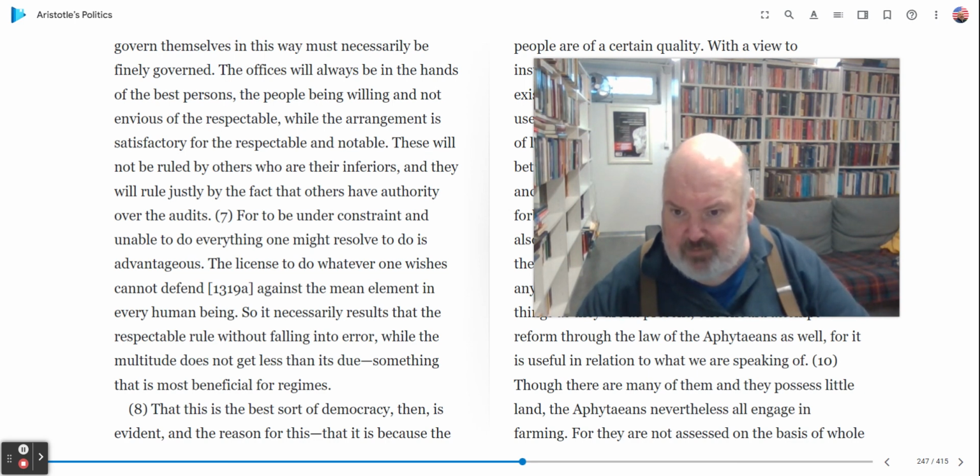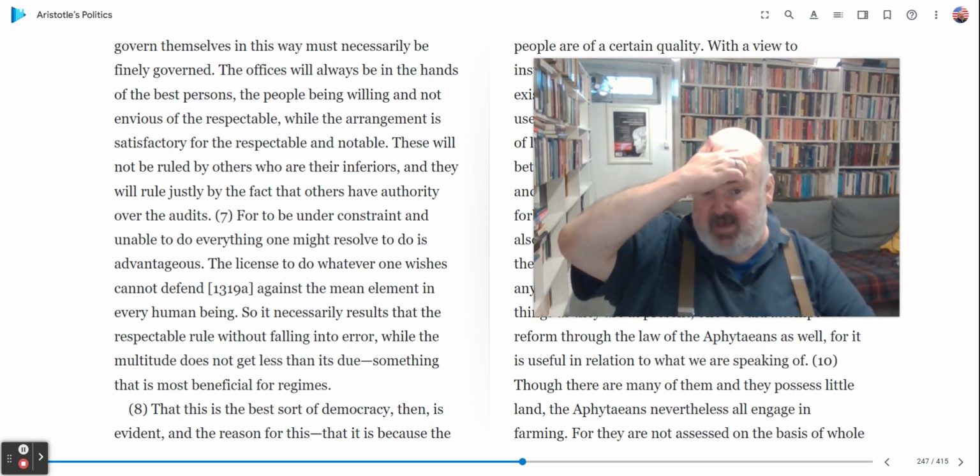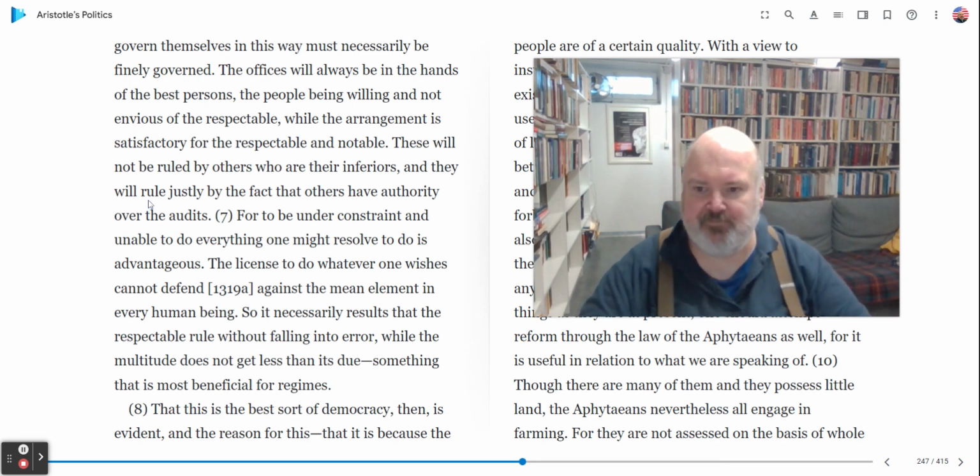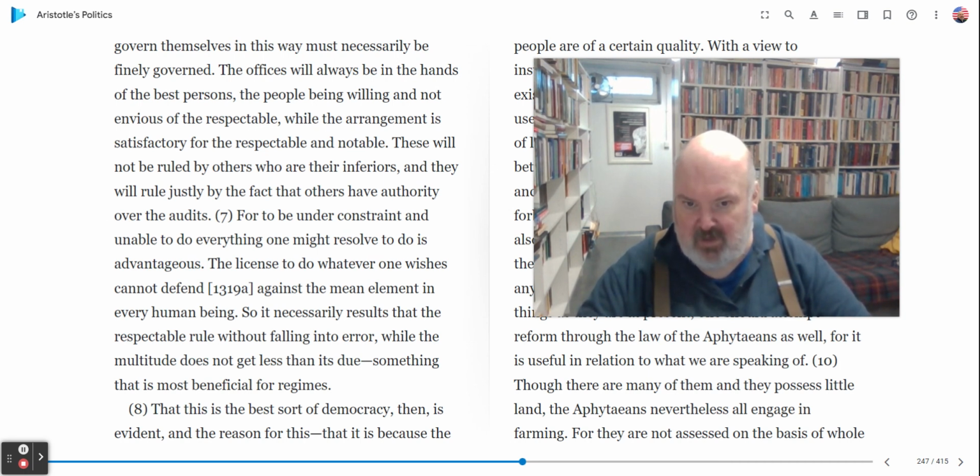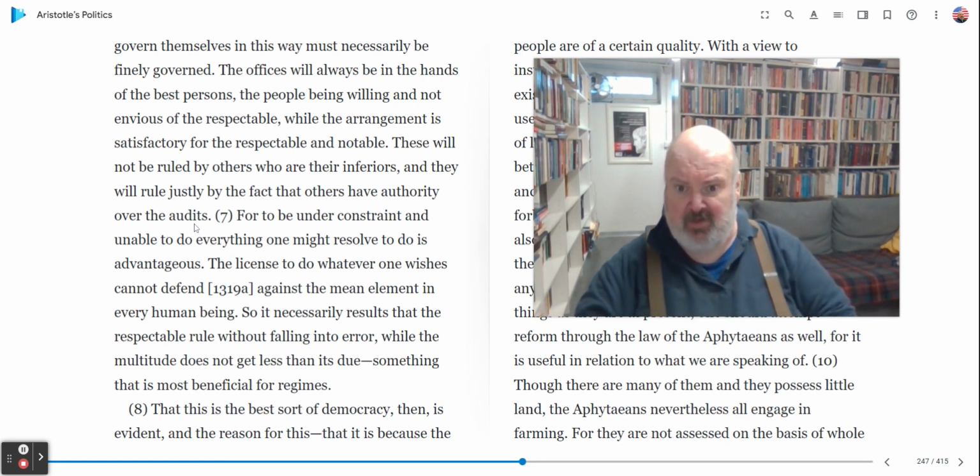The notables, the respectable, will not be ruled by others who are their inferiors, and they will rule justly by the fact that others have authority over the audits. They're being checked, right? They're being checked.